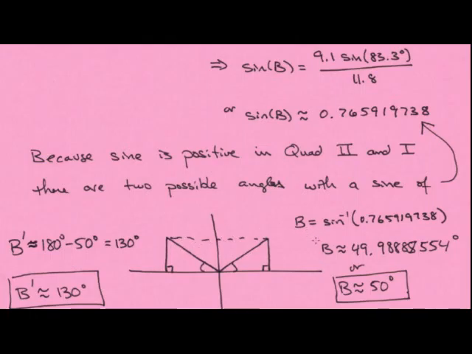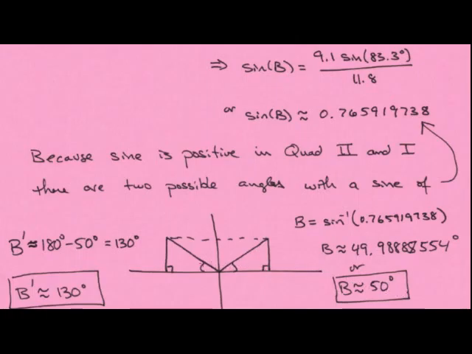So if we take the arc sine of that value, 0.7659197738, we find that our first quadrant angle is going to be about 49.9888855 degrees. So it's about, we'll take it to be about 50 degrees.